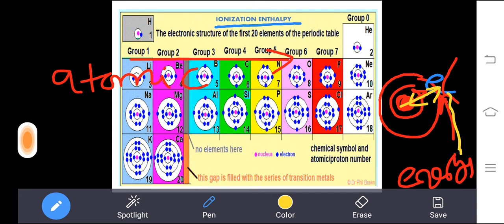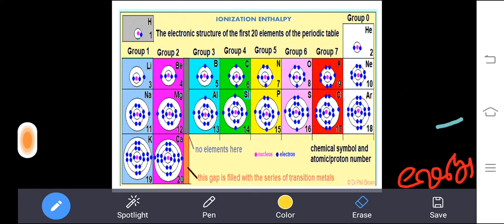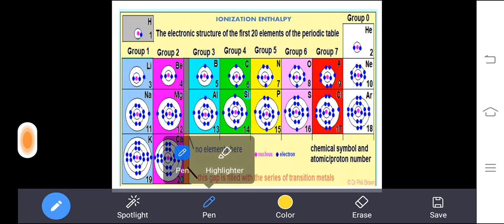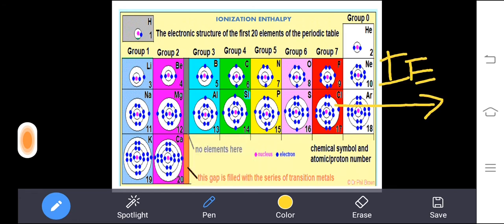I want to supply more energy to remove this electron, because more nuclear force of attraction is there. If the size is small, more nuclear force of attraction is there. So when the size is small, the ionization enthalpy will be more. So when I move from left to right, ionization enthalpy increases. That is the concept you want to remember. Again I am repeating, ionization enthalpy increases from left to right because size decreases. When size decreases, the nuclear force of attraction is greater, so I want to supply more energy to remove the electron.